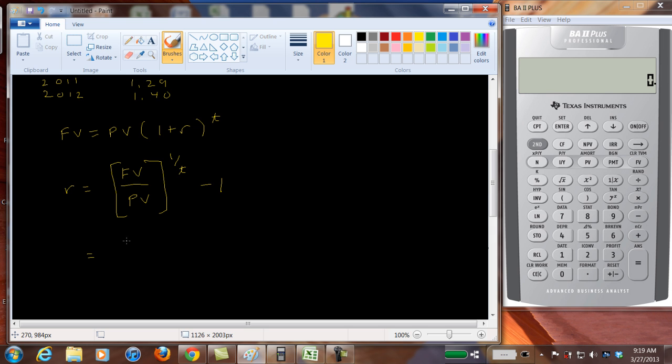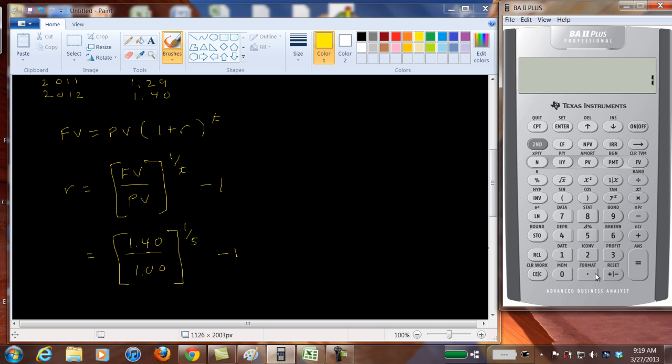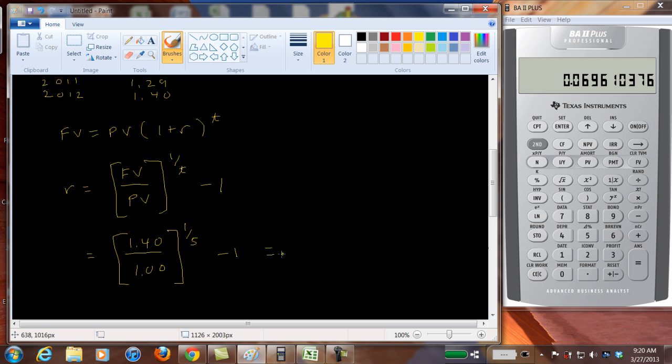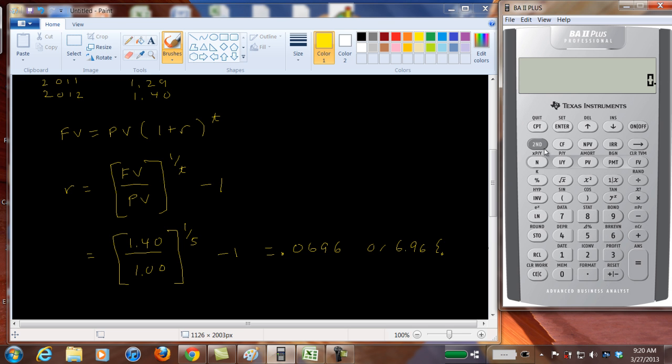If we substitute in the numbers we have, let's see what we get. We're going to have $1.40 is our future value, $1 is our present value, t is 5, so we're going to raise it to the 1/5 power minus 1. And let's see what we get. We take $1.40. We divide it by 1, so it's still $1.40. We raise it to the 0.2 power. 1 over 5 is 0.2. And then we subtract 1 from it. So we get essentially the same answer we got before: 0.0696 or 6.96%.